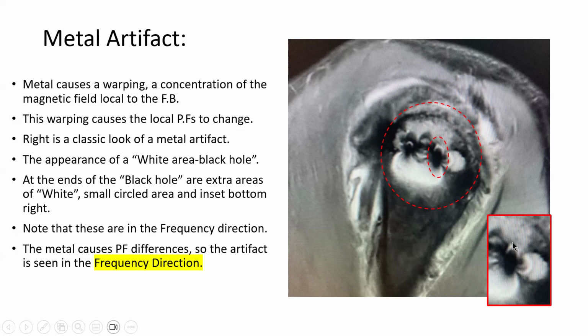And see this little white comma thing right here? That's something called pile up. That's how you can tell the difference between metal and regular susceptibility artifact. Metal is going to have this white pile up, this white comma thing.